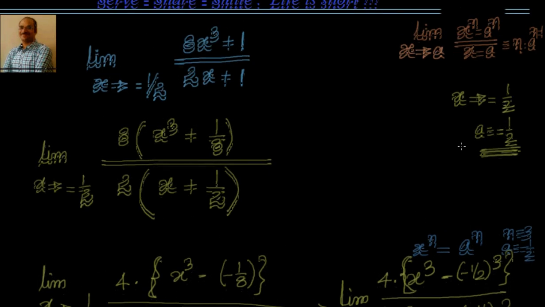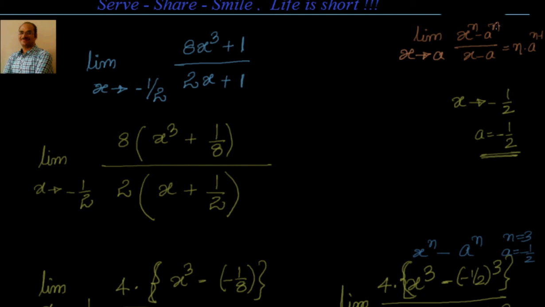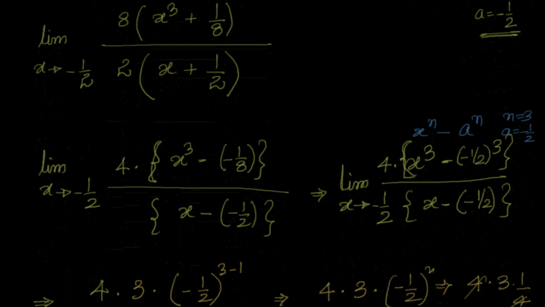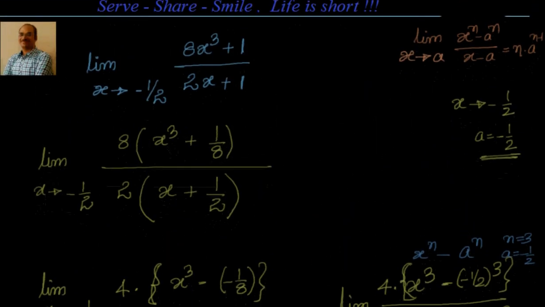What we have done is, we have seen that this particular problem is not in the format directly. We have to somehow convert that. To transform that, we have first tried to get into the form of x to the power of n. After that, we have found out a is minus 1 by 2. So we have written it as x to the power of n minus a to the power of n by x minus a, where n is 3, a equal to minus 1 by 2. Now once you simplify that, you can see that the value is nothing but equal to 3.